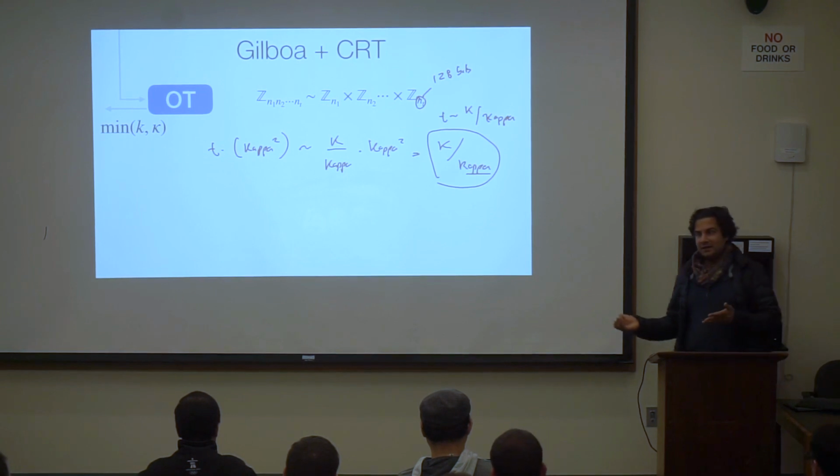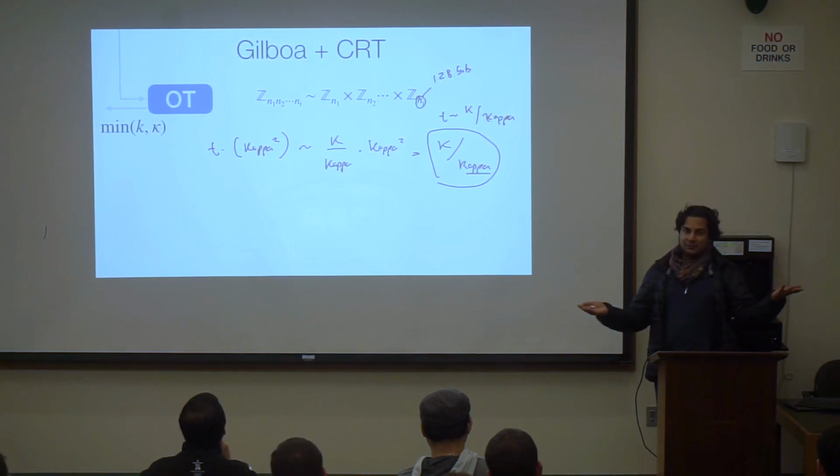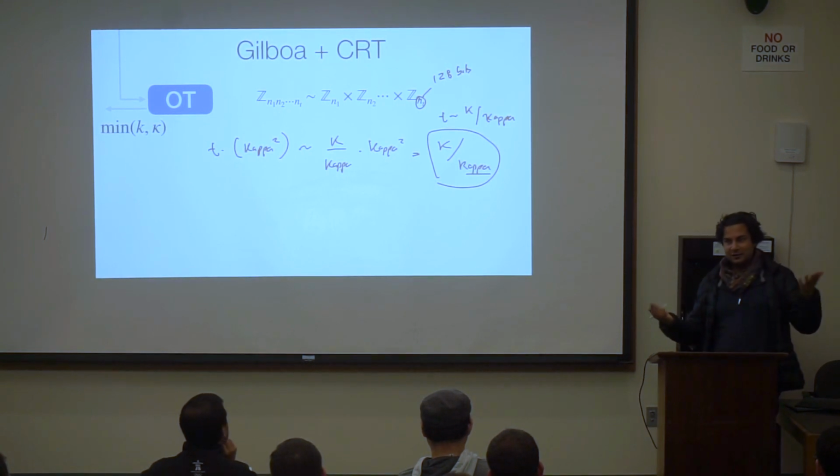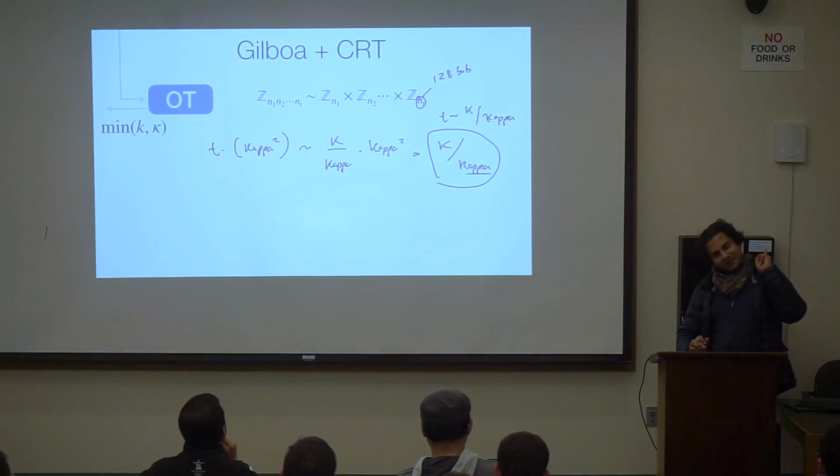Okay, so in this case, k is like 2048 and kappa is 128. So there we go. We've saved a factor of 16 there, and that's why this approach wins. But it gets better. It's not only this.